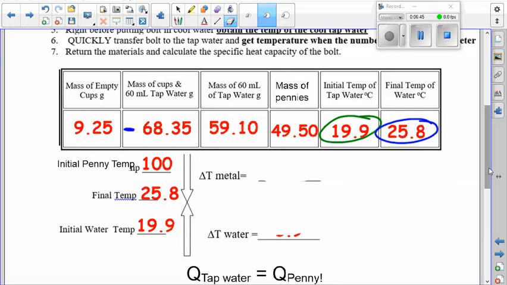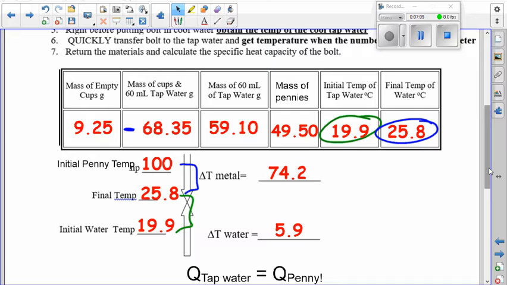Hey Mike, what did you get for the delta T of the metal? 74.2. You got it. Love that. And that's coming from these two right here. Now over here, the difference between those two, that's how much the water changed temperature. So that's going to be your 5.9. That's where I did 25.8 minus 19.9, which is what Samaya was talking about.